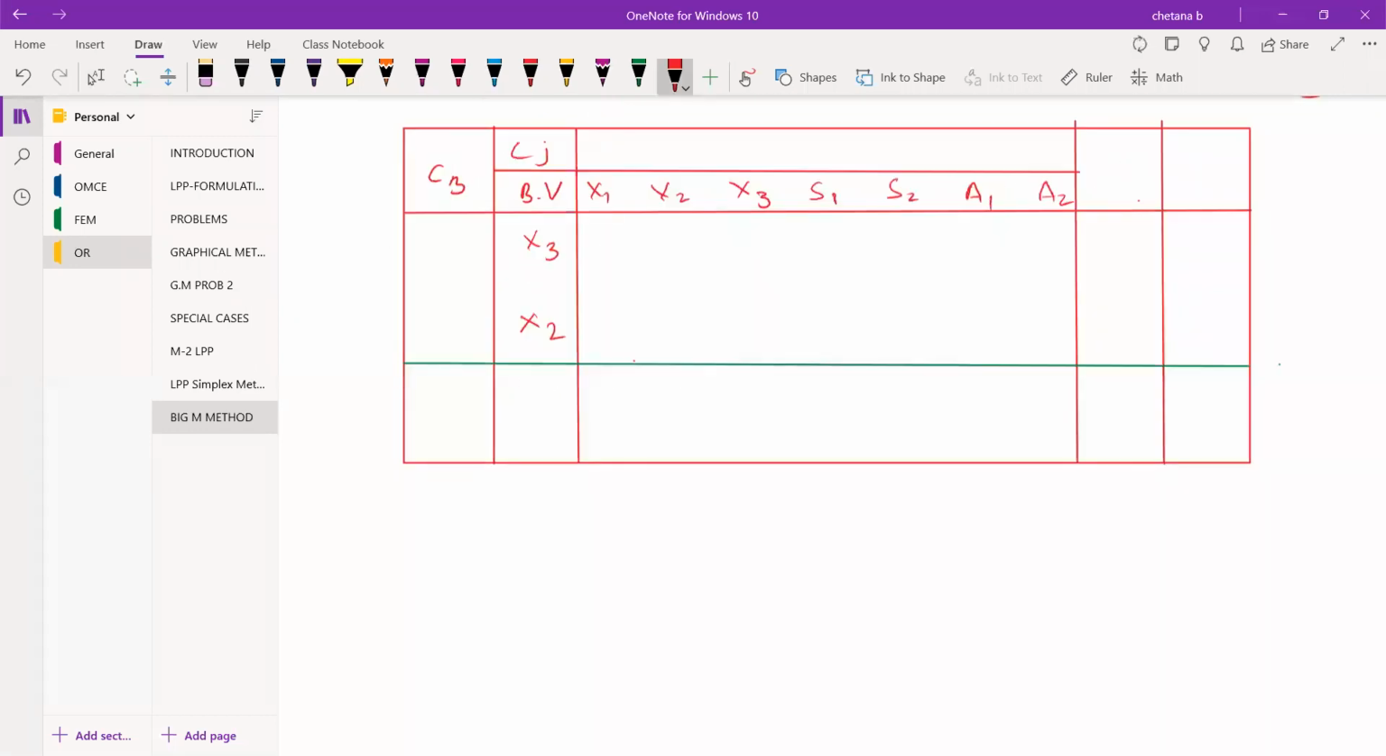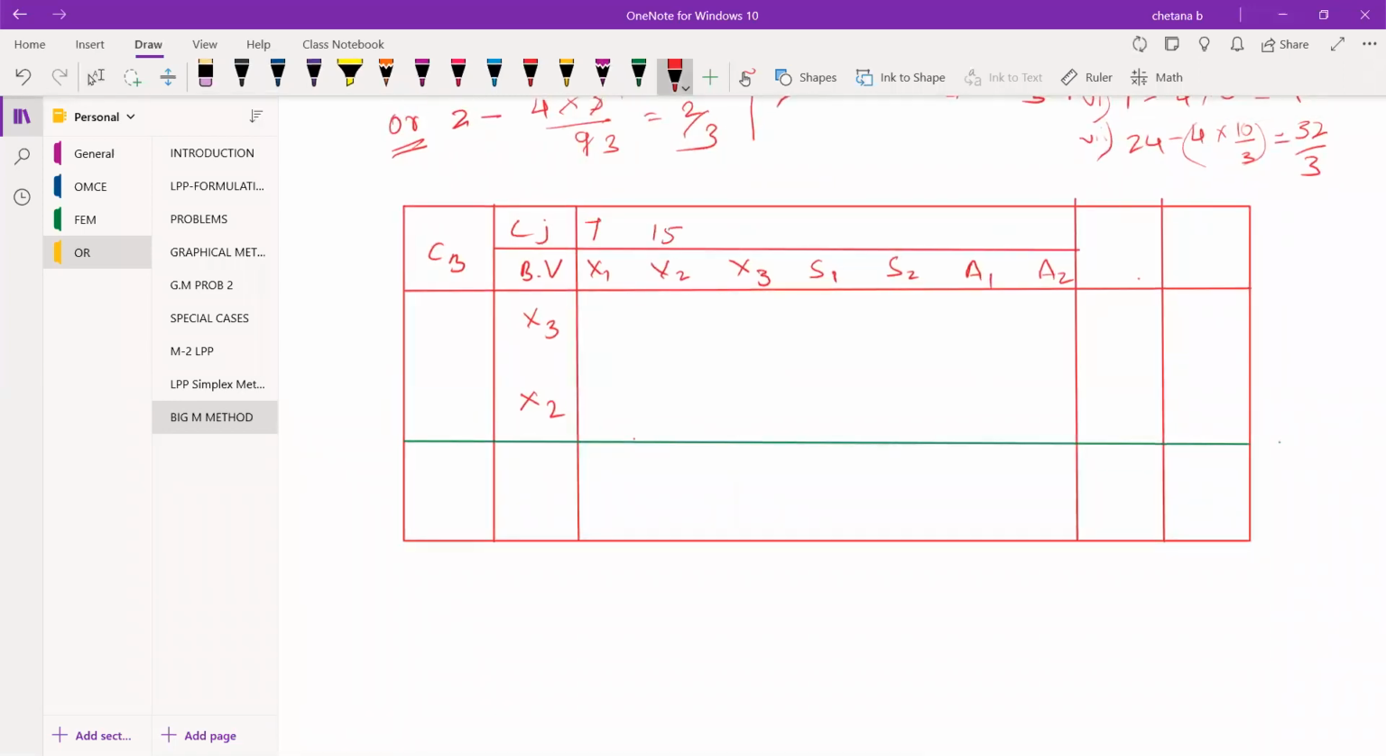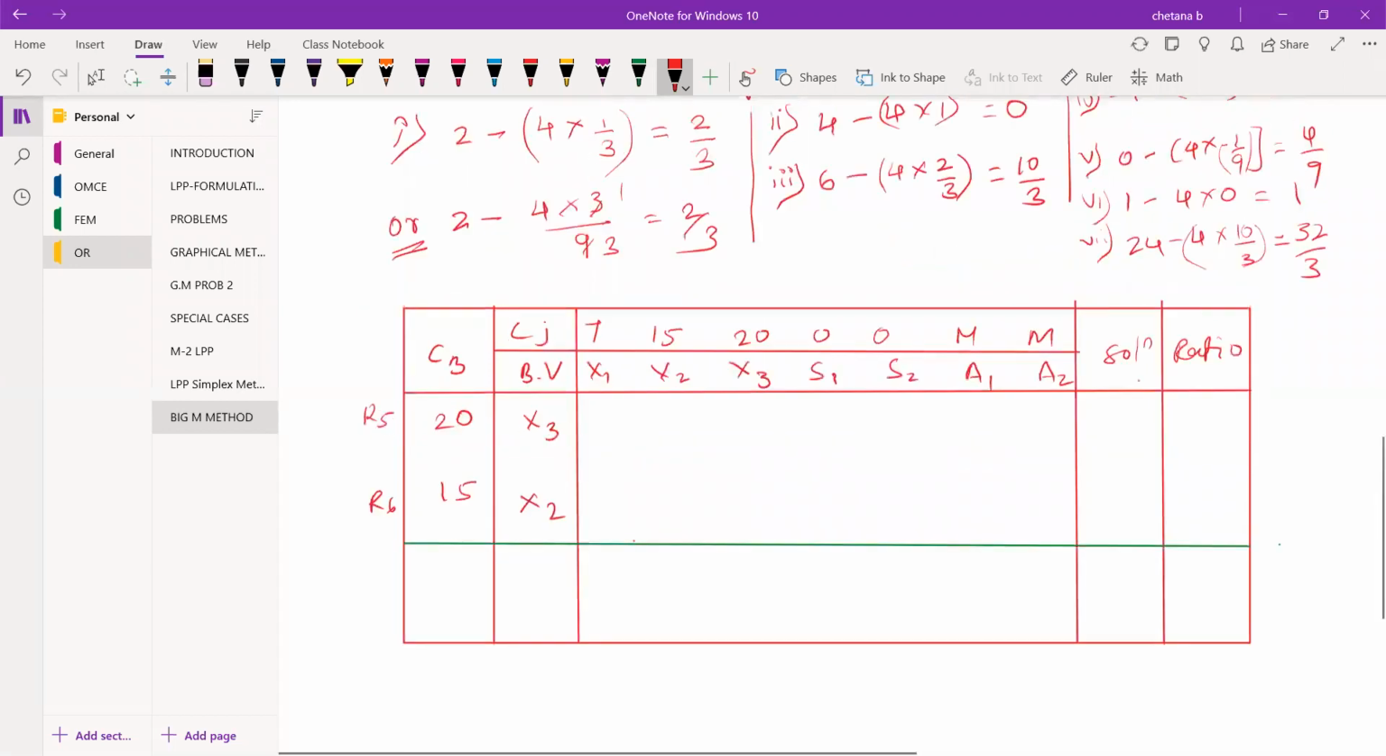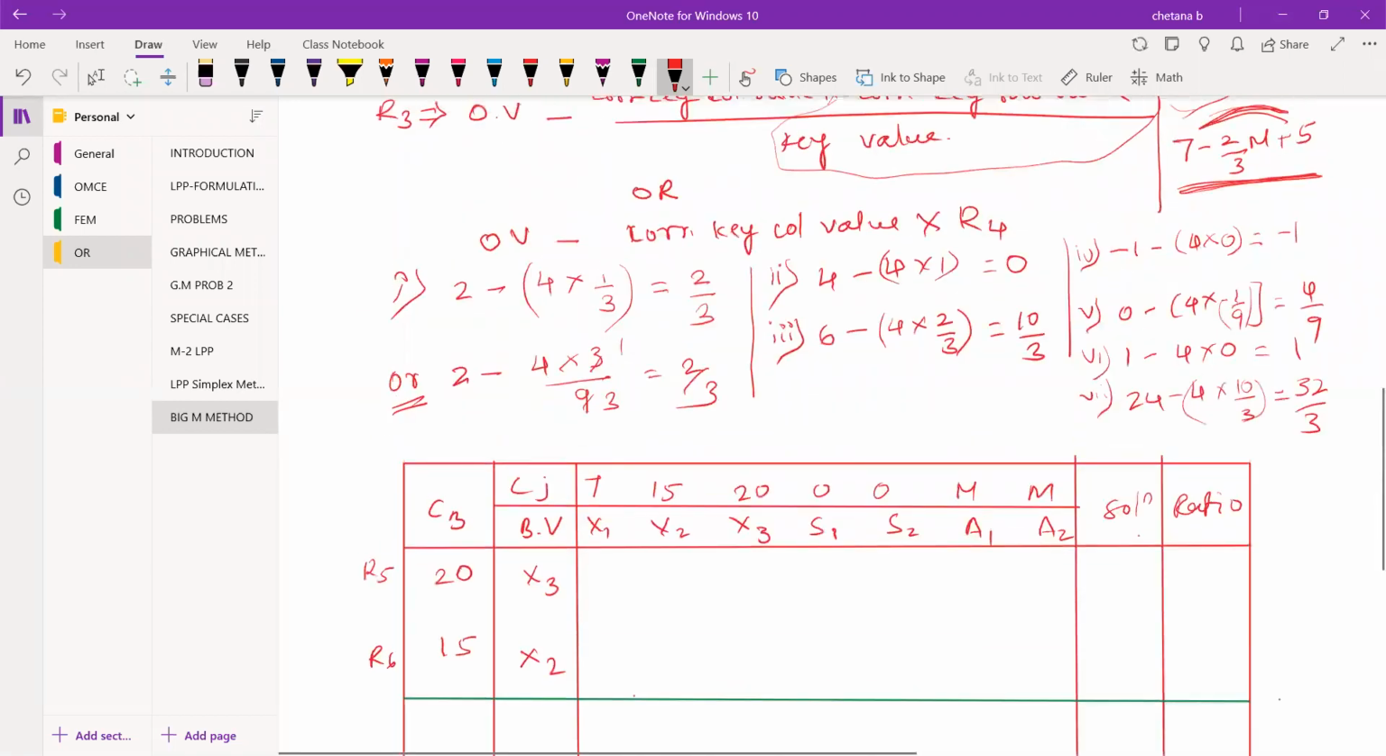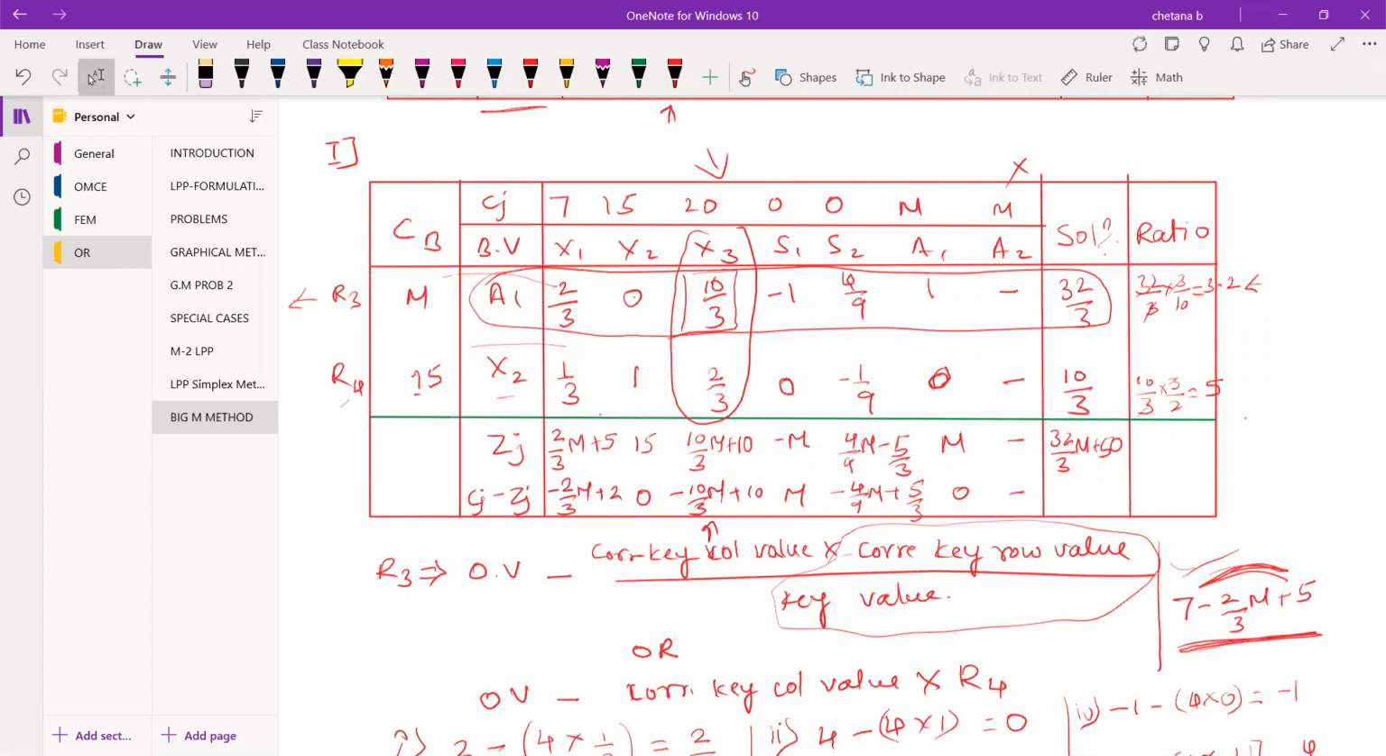The coefficients here are 7, 15, 20, 0, 0, M and M. Then the solution and ratio. The basic variable for x3 is 20 and x2 is 15. This is row 5 and row 6. Now the key value is in the fifth row. So you need to divide each element in this fifth row by 10 by 3.